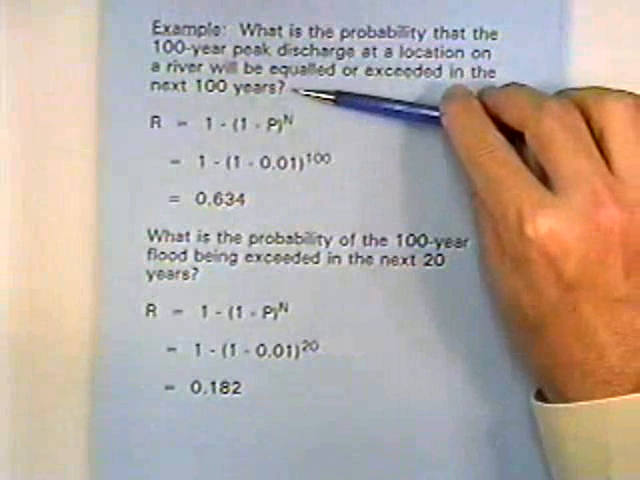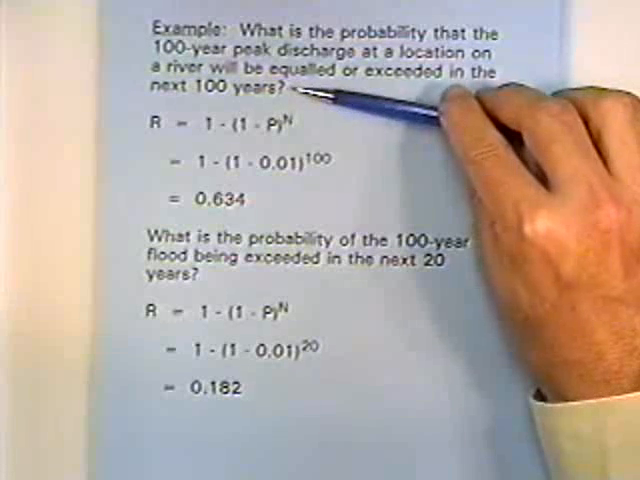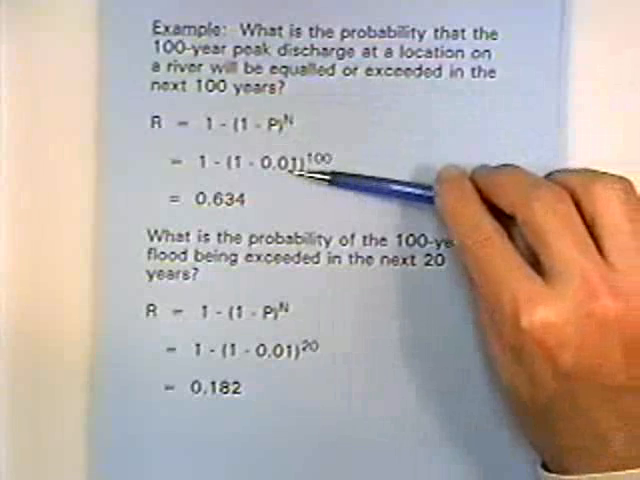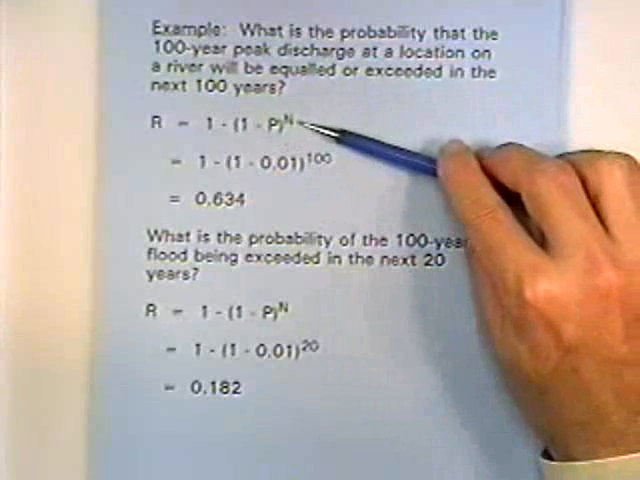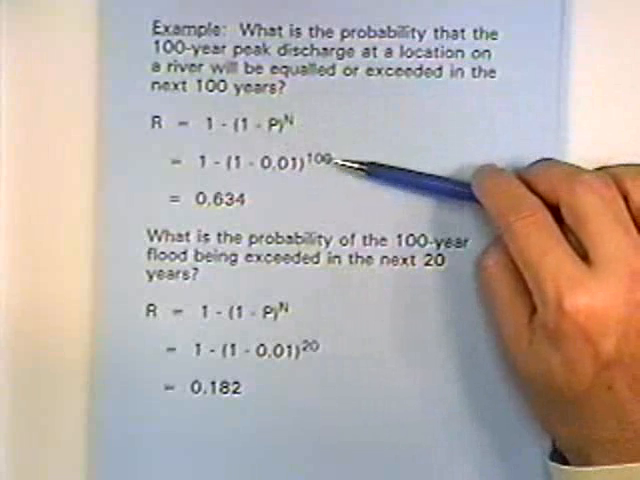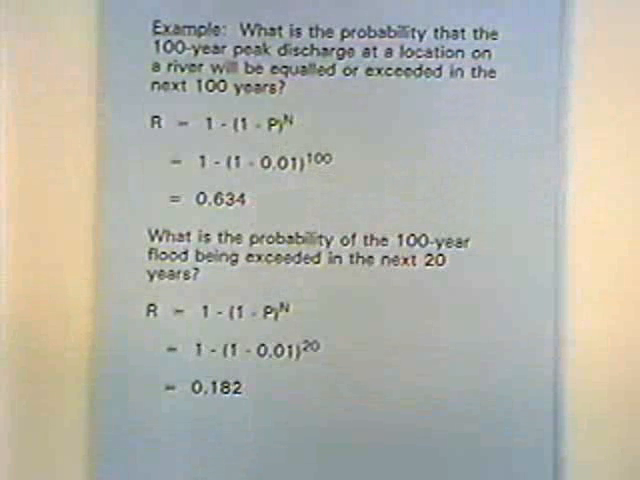We need the exceedance probability. The exceedance probability is 1 over the recurrence interval. 1 over 100 is 0.01. So plug in 0.01 for the exceedance probability. We're looking at a series of 100 years, and so there's a 0.34% probability that the 100-year discharge will be equaled or exceeded in the next 100 years.